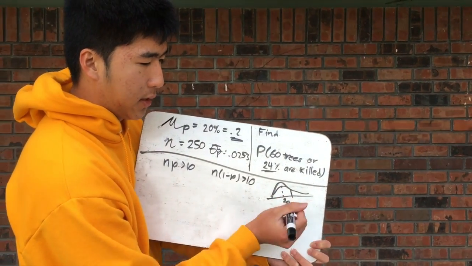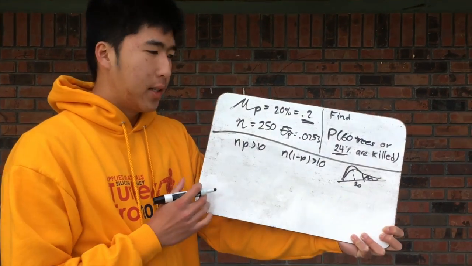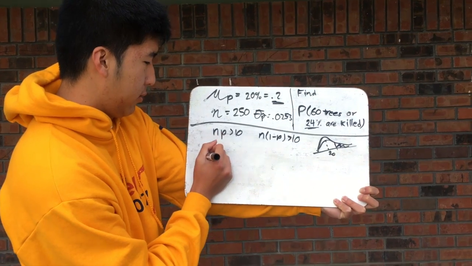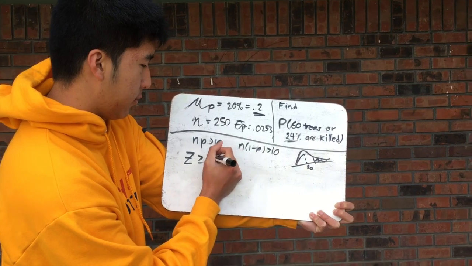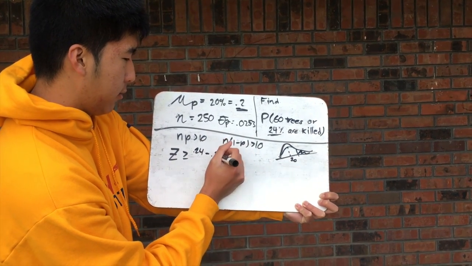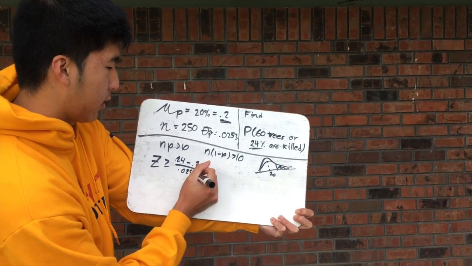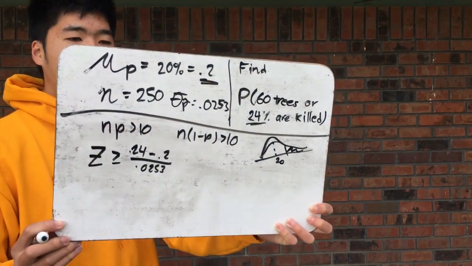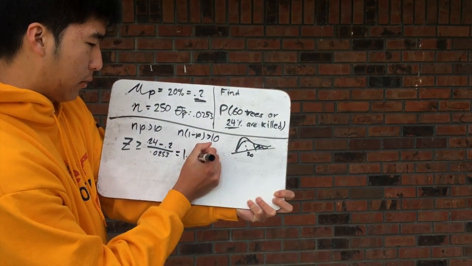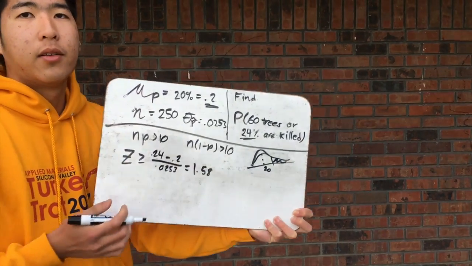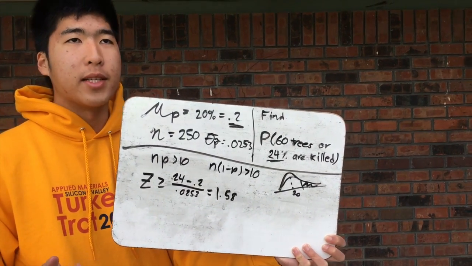Now that we know this is a normal distribution, we need to find the probability that 24% or more are killed. To do that, we're going to need a Z-score. Our Z-score needs to be greater than or equal to 24% minus 20%, divided by our standard deviation, which is 0.0253. And that equals 1.58. With that 1.58, we're now going to look for the probability, and you can do this using a calculator, Table A, or any means of your choice really.